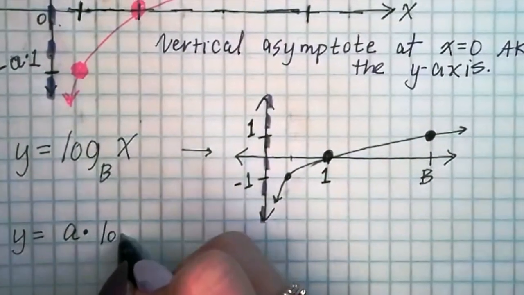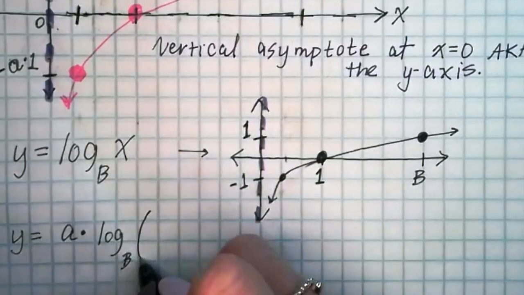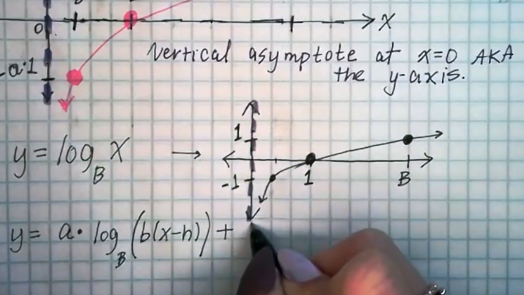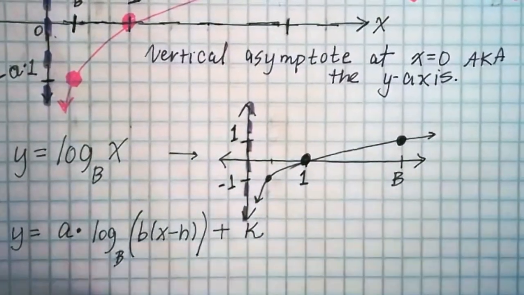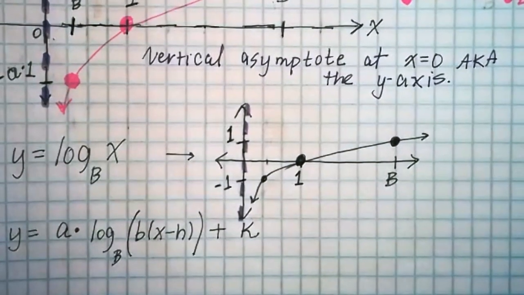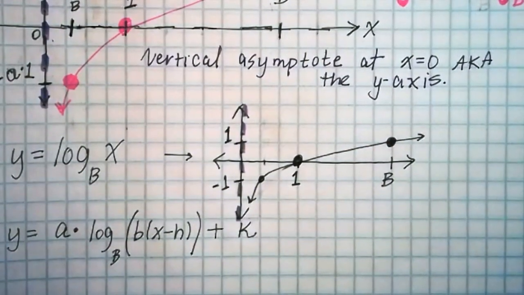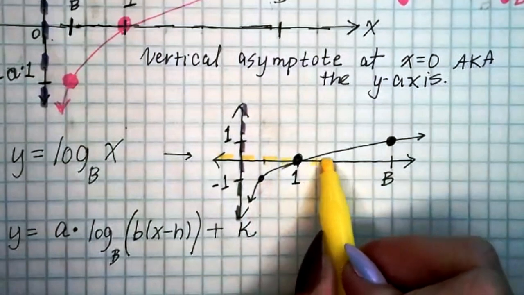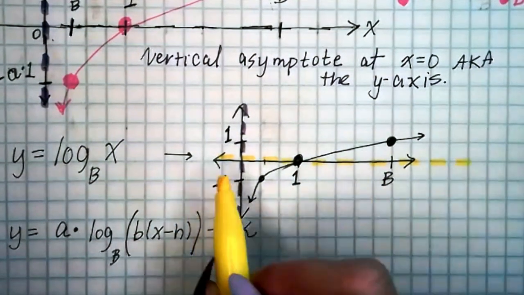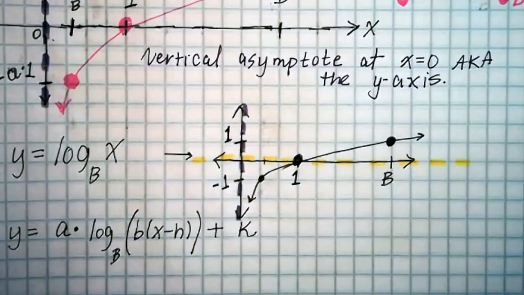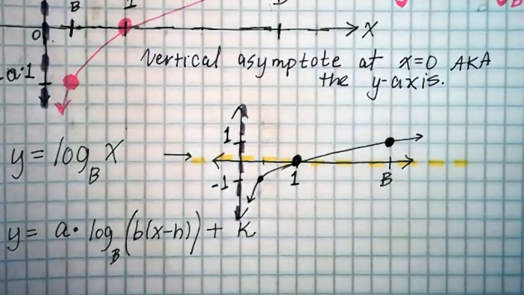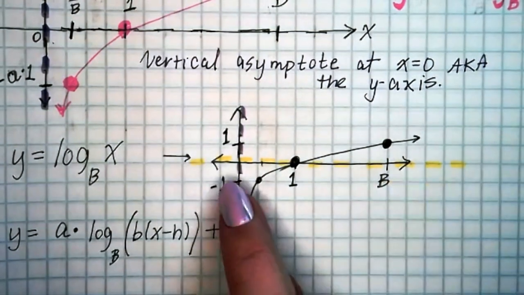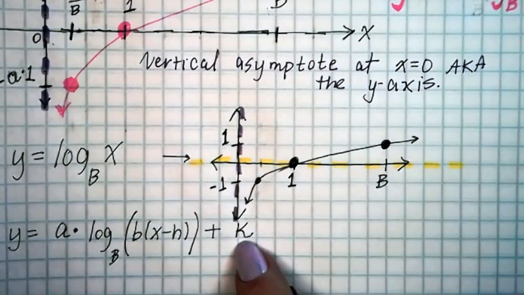A times log base b of b x minus h plus k. We can move this graph left, right, up or down. You can stretch it, compress it, or reflect it both vertically and horizontally. And you may want to think of this as your other dotted line, dashed line, that we use to move our graph all over our coordinate plane. So the 2 dotted lines will help you move your graph. They intersect at the coordinate point of h, k.